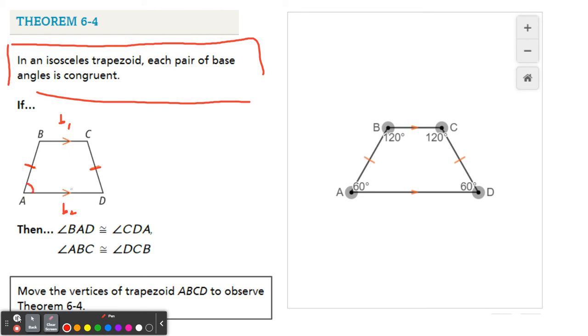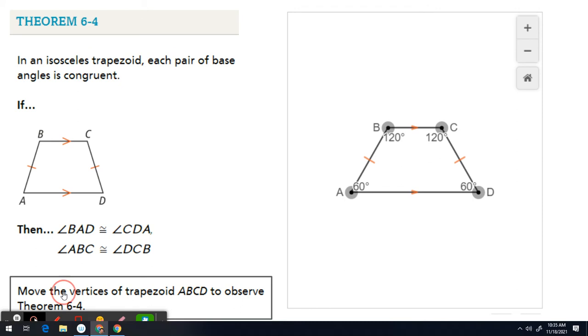So that means that angle A and angle D are congruent. That's the bottom pair. You can just call them angle A and angle D. And then the top pair, angle B and angle C, are congruent. And again, you can just call them angle B and angle C. So notice here, you have a 120, 120, a 60, and 60.